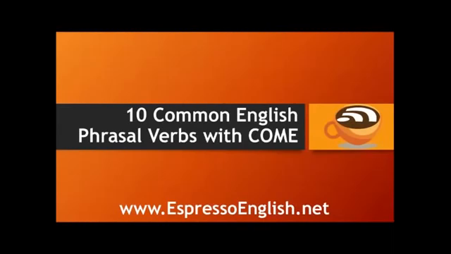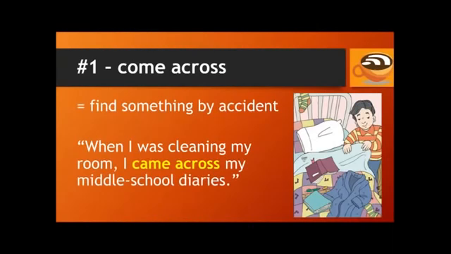Ten Common English Phrasal Verbs with come from ESPRESSOEnglish.net. Number 1. Come across means to find something by accident. For example, when I was cleaning my room, I came across my middle school diaries.